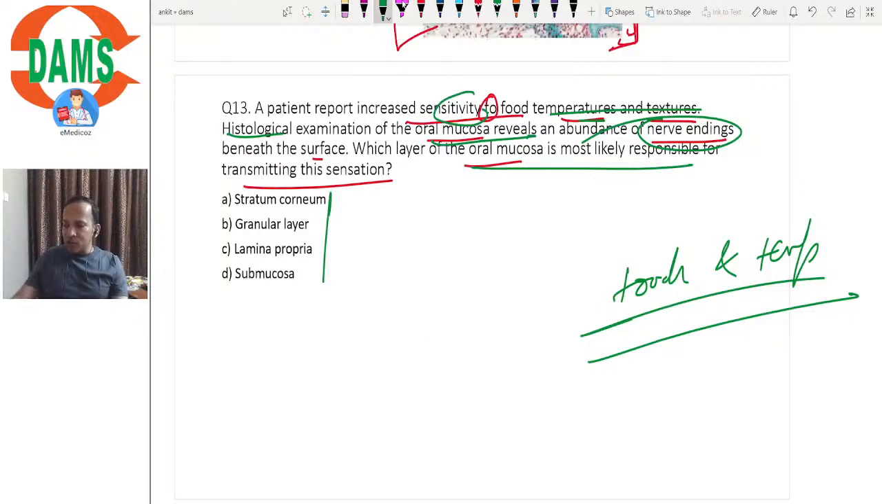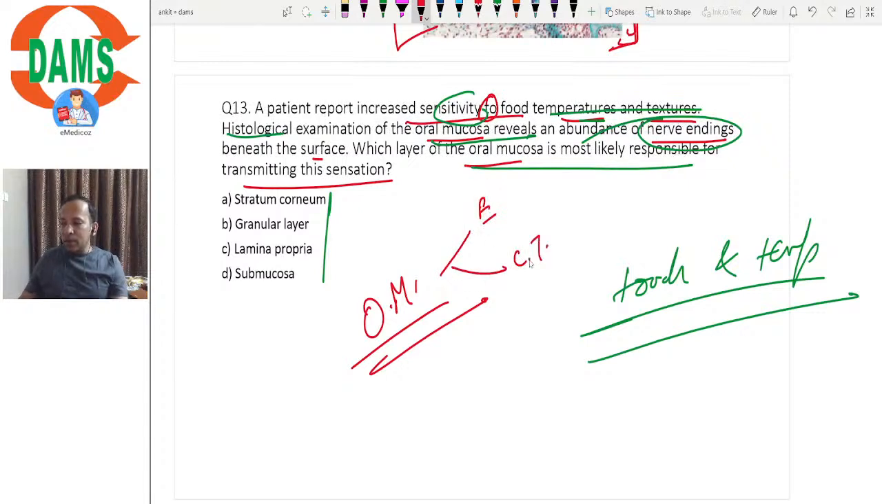What are the different layers of oral mucosa? Connective tissue and epithelium, isn't it? There are just two layers, epithelium and connective tissue, isn't it? See? The question is very simple, but the options are difficult. The answer is difficult actually. This is how it happens, right?